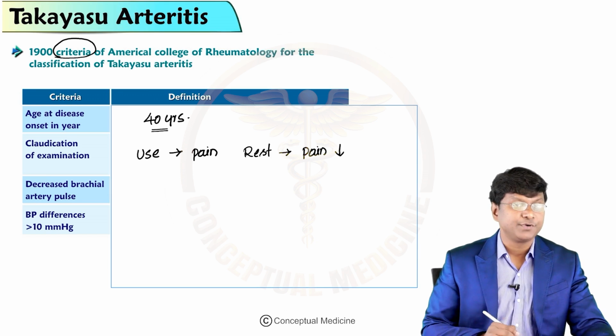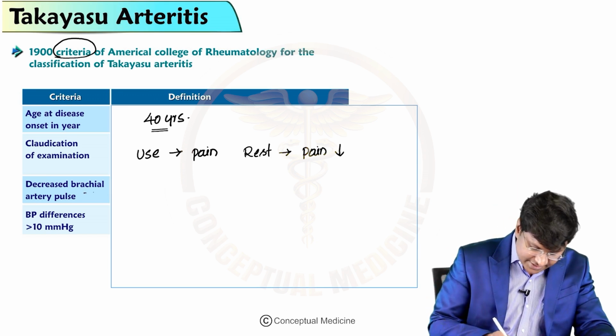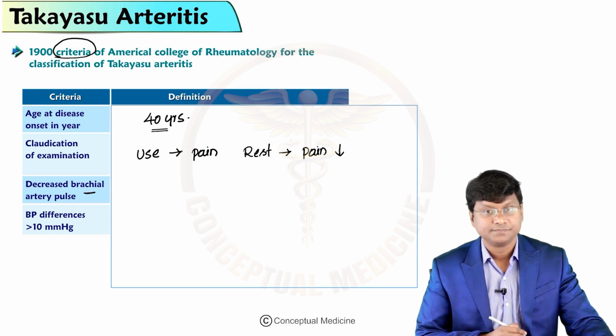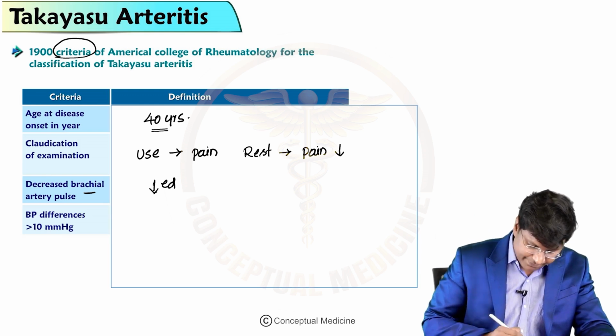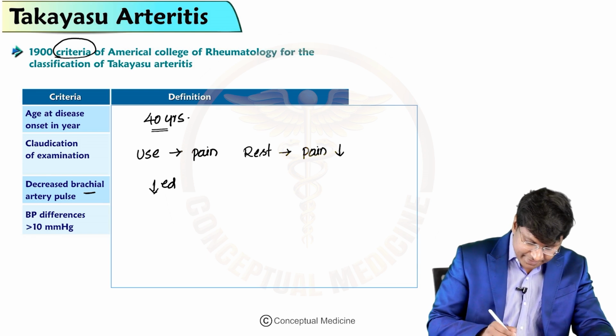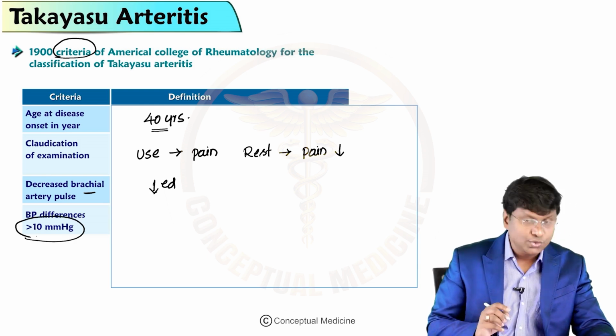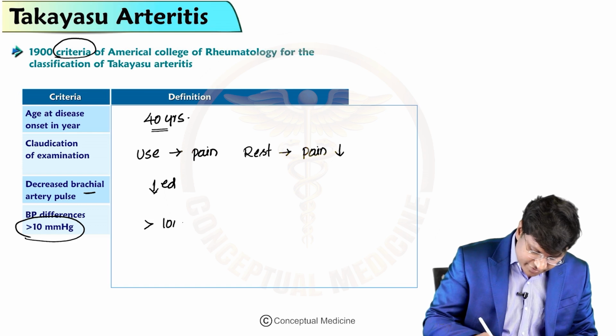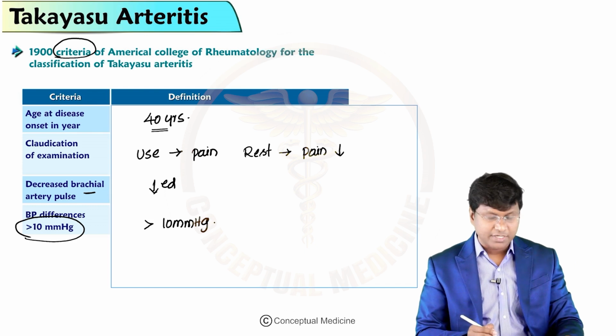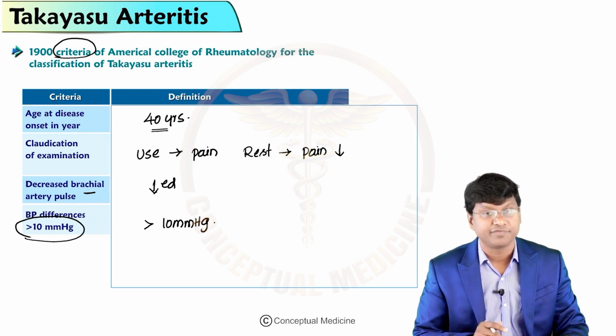Next, the third important criterion is decreased brachial artery pulse. So there will be decreased pulsations within the upper limb. And the blood pressure difference between the two upper limbs should be more than 10 millimeters of mercury, between both the right and the left arm.